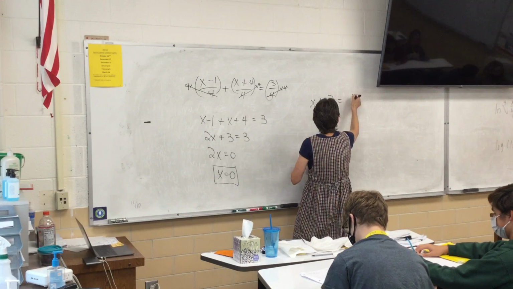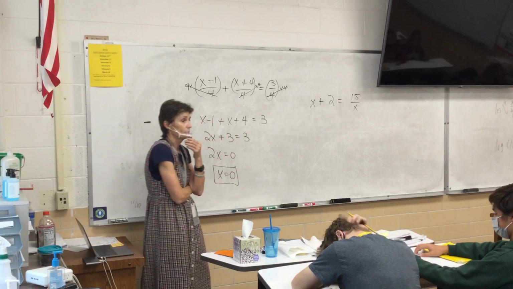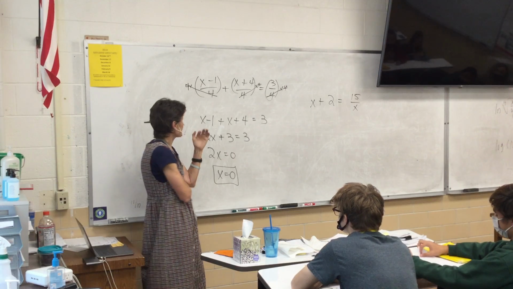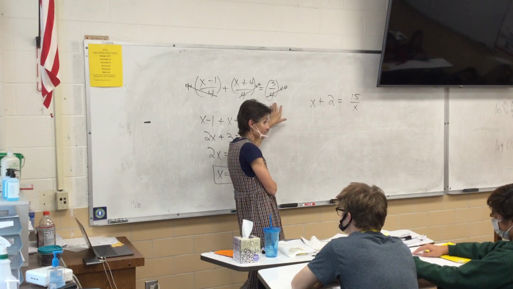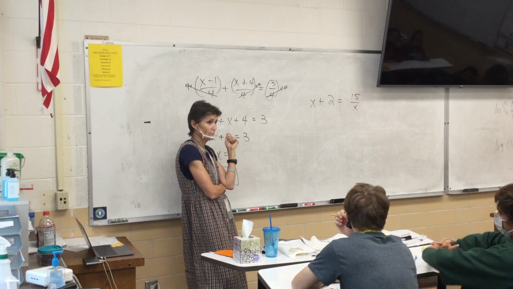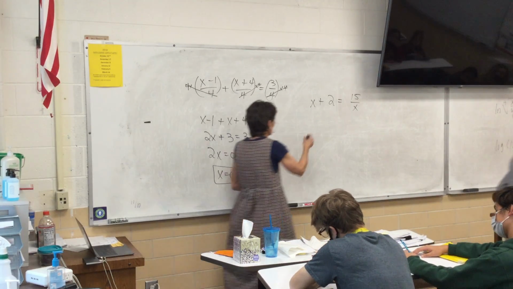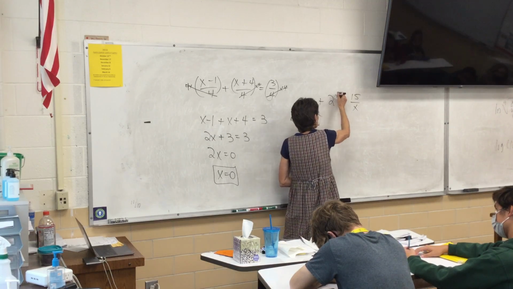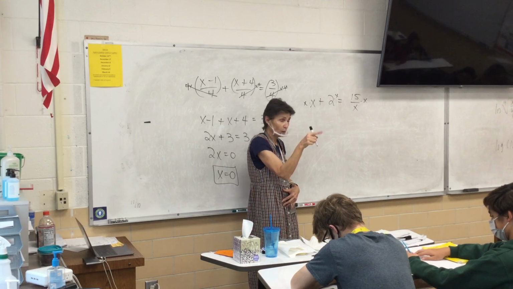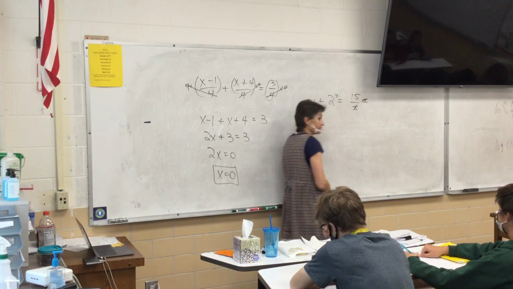x plus 2 equals 15 over x. Now, last time we multiplied by 4, because that canceled out all of our denominators. Well, we only have one denominator this time, so what should we multiply by to cancel it out? x. So I'm going to multiply everything by x. The reason you told me to do it is so these would cancel out, right? They're gone.